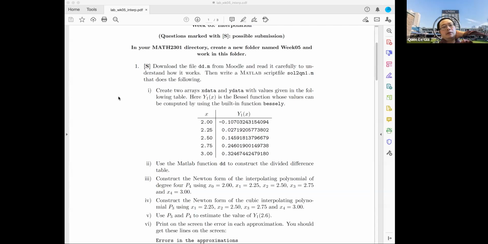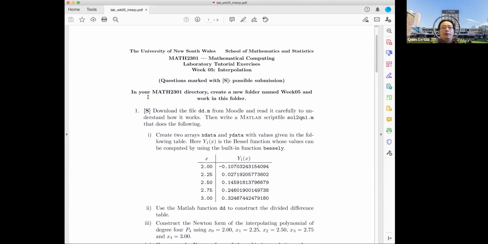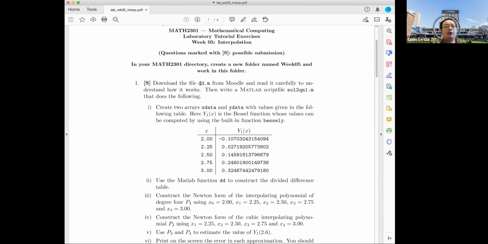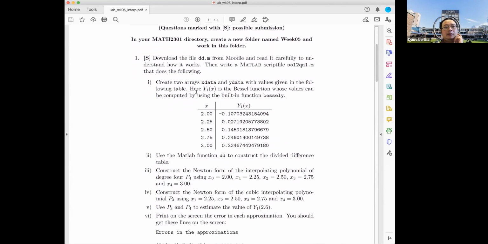Okay, good morning everyone. So today the lab for week 5 is about interpolation. First you have to download the dd.m file, the function that computes the divided difference table. And then you construct the interpolation using the divided difference coefficients. Okay, so let me do it step by step. First you download dd.m.